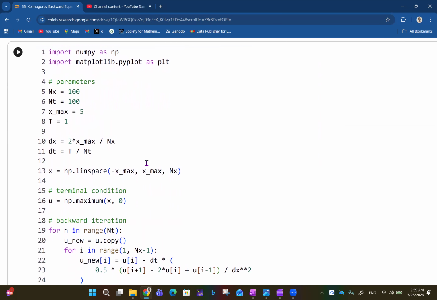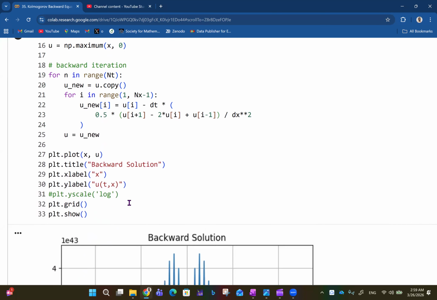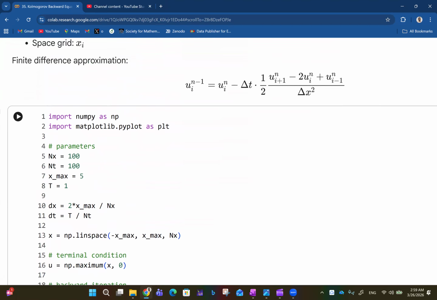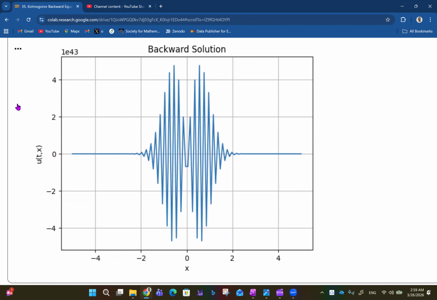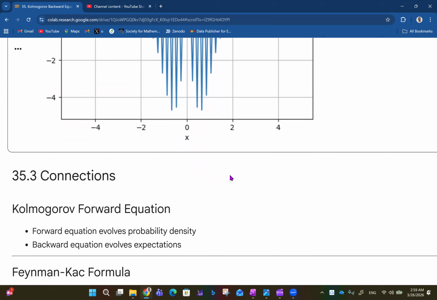We take nx to be 100 steps and nt to be another 100 steps for the parameters. The maximum value of x is 5 and the maximum time is 1, and then dx is 2 x_max over nx, and dt is T over nt. So we do all that. By the time we simulate, we get some beautiful results like this. So for the backward solution, we have this kind of behavior.